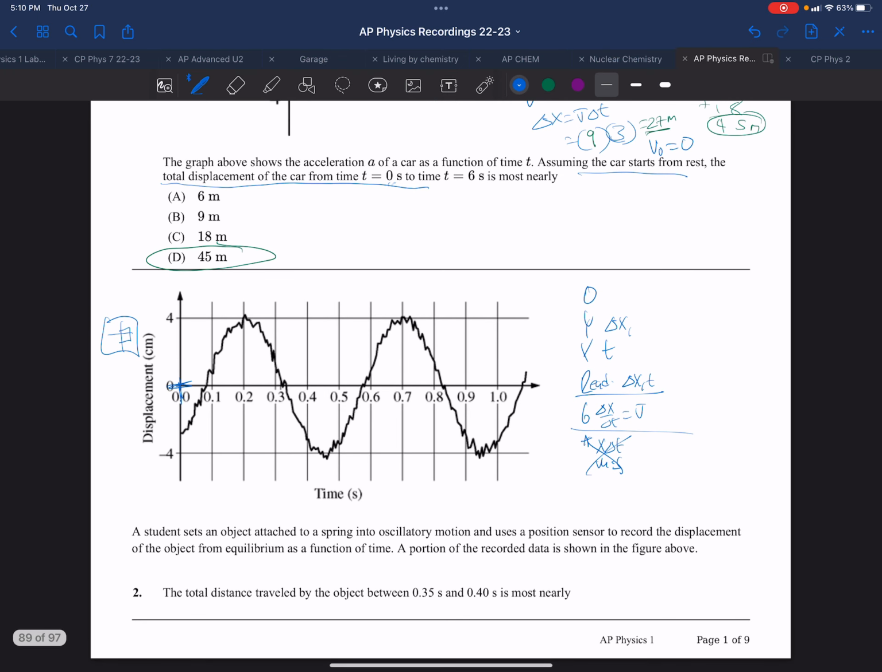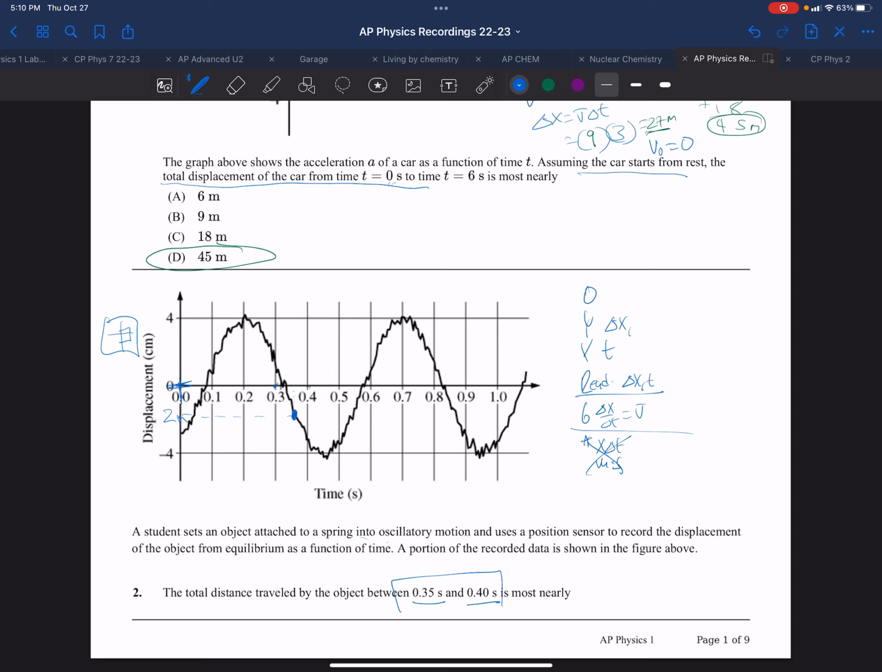So there's a spring going back and forth, oscillatory motion, like so, moving back and forth. The position sensor records the displacement, and there's the data. We want to know the total distance traveled by the object between 0.35 and 0.40 seconds. So let's see where that is. 0.35 seconds. There's 0.3, there's 0.4. 0.35 is about there. So maybe we might say that's 2 meters.